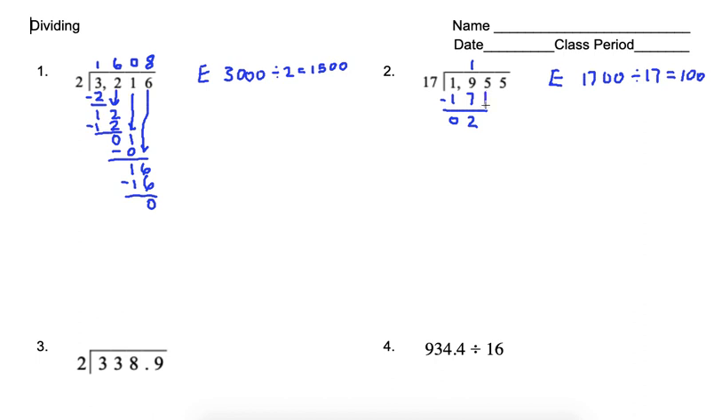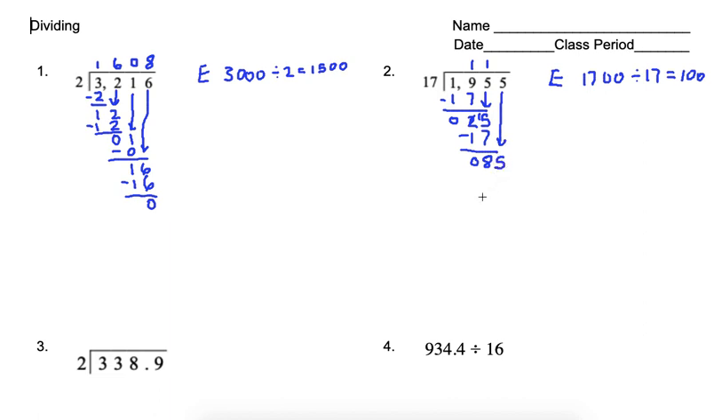Bring down our 5. And we need to know how many times does 17 go into 25. And it's just going to go into that 1 time also. So 1 times 17 is 17. So we're going to minus 17 from 25. We'd have to borrow there. And 15 minus 7 would give us 8. 0. So now we need to bring down our last 5 here.